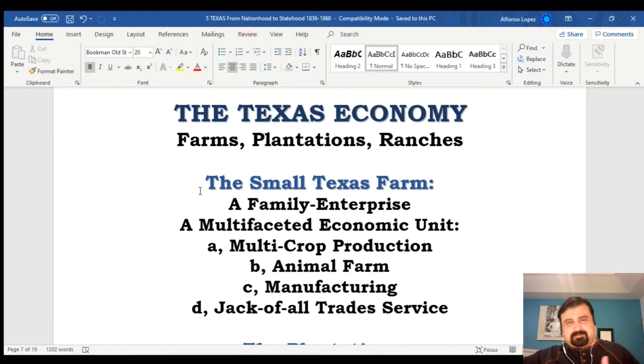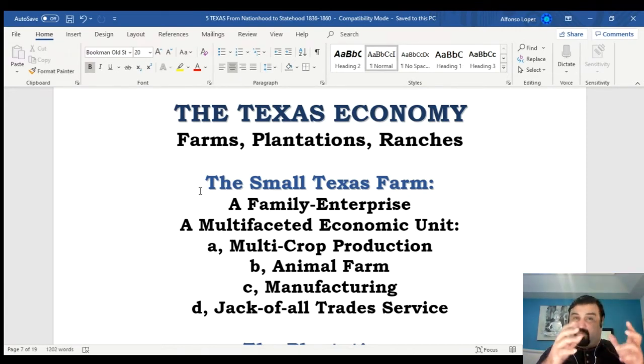It's a family enterprise. And the small farm in Texas was not just the place where people were simply growing food, and that was about it. Okay, the small Texas farm was actually a multifaceted economic unit. Okay, so what is multifaceted? That it really comprised many different types of economic activities into one. It was like a complex, okay, that was composed of many different sections, if you will.